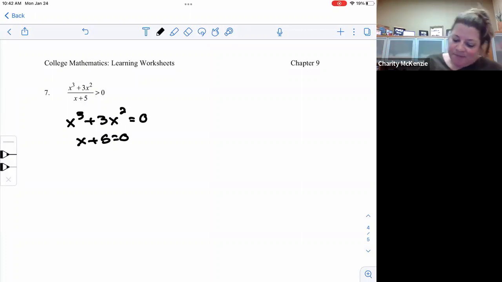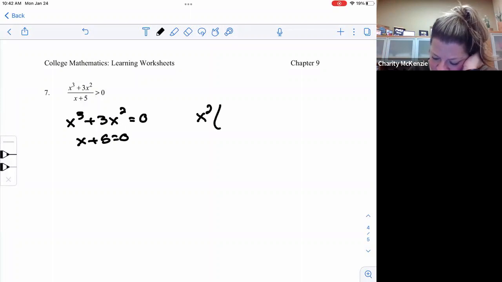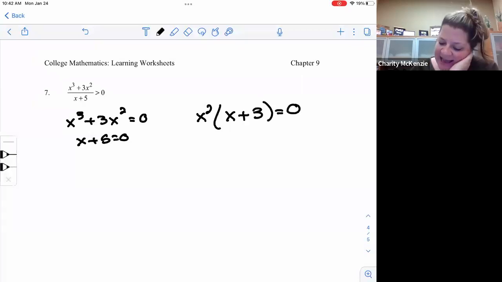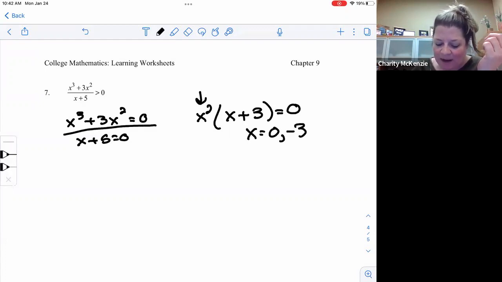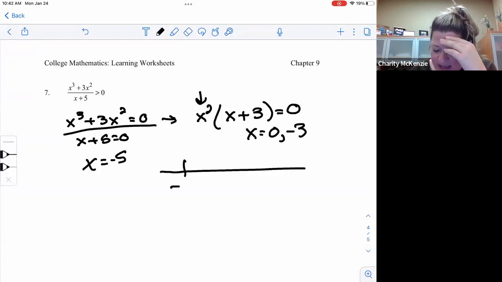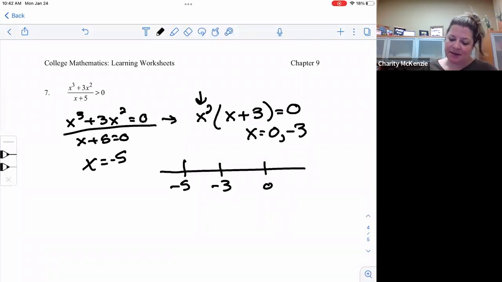Okay, so this one up on the top here, I could take an x squared out, which would leave me x plus 3. Where does that equal 0? And I can see when I have the x out front, that's going to be a 0. And then this one would be a -3. So x equals 0 and -3 from this top one. Okay. And the bottom one is just -5. So on my sign chart, I'm going to have -5, -3, and 0. And then I have to do the same thing for this one.